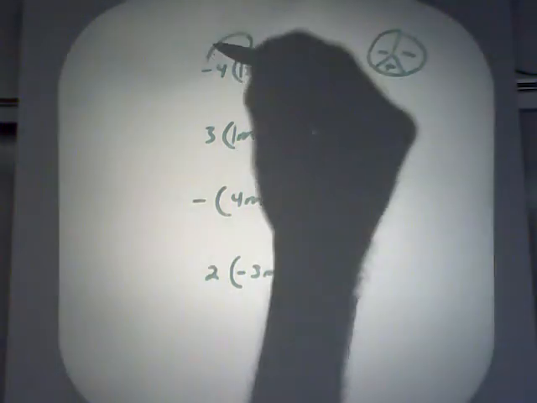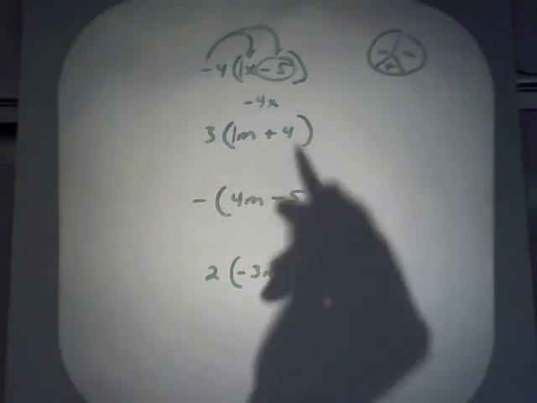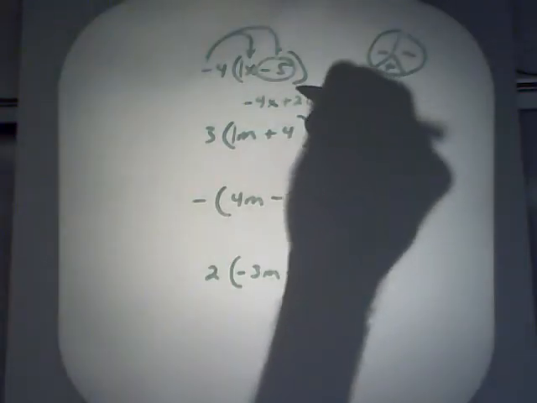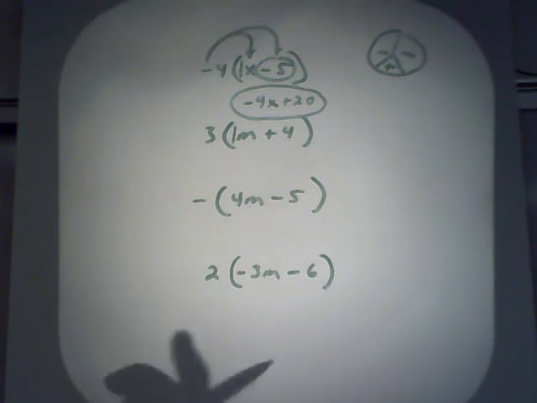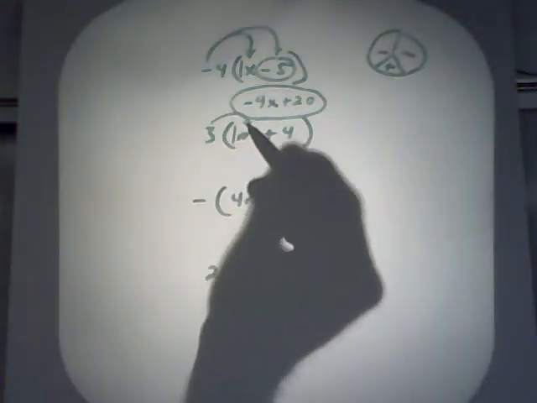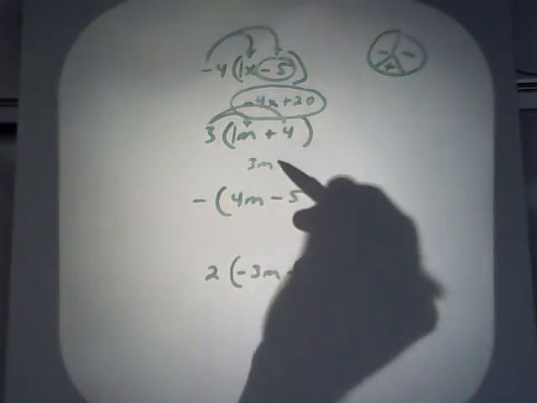-4x. -4, careful, times a -5. What's a negative times a negative? +20. Did you remember the +20? Yes. Okay. 3 times 1m gives me 3m. 3 times 4 gives me what? +12.